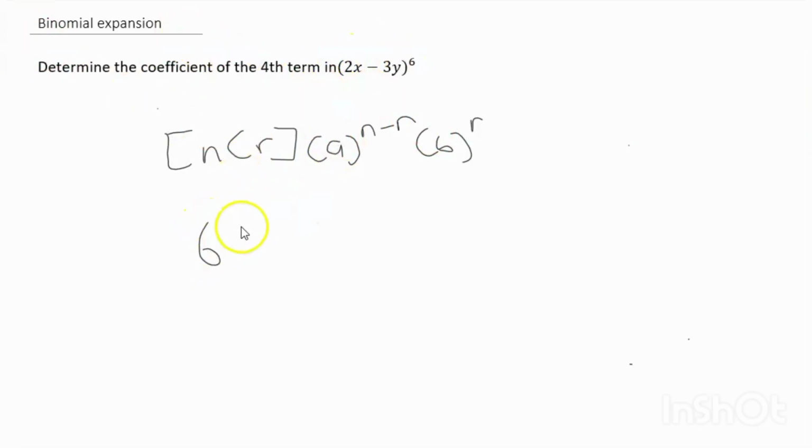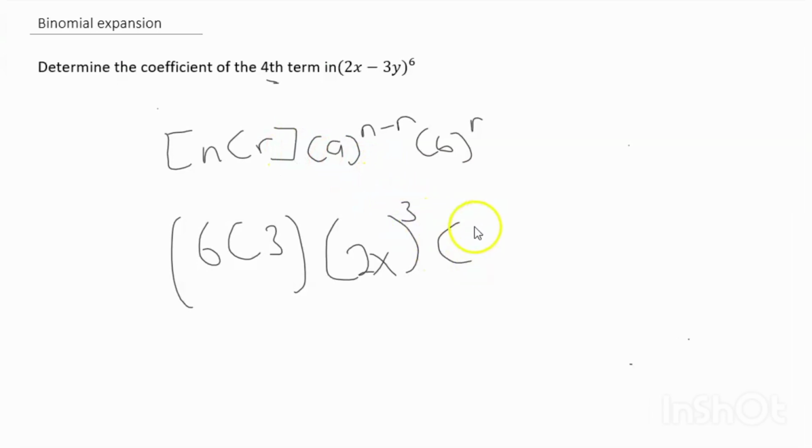Let's just put all of this into the equation and see what we have. This would be 6 combination, remember, we're not writing 4. 4 minus 1 would be 3, into brackets. Then what's our a? Our a is 2x raised to the power of n minus r. So that would be 6 minus, not 4, remember, your r is 3. So that would be 6 minus 3. Then what's your b? Minus 3y. Then your r is 3. By the time you open all of this up, it should give you the same thing.